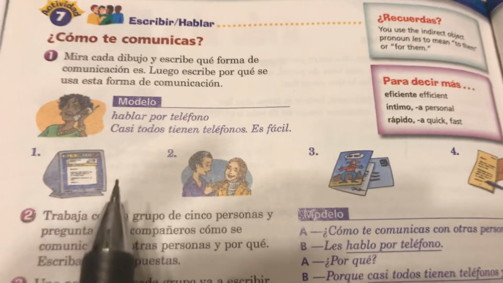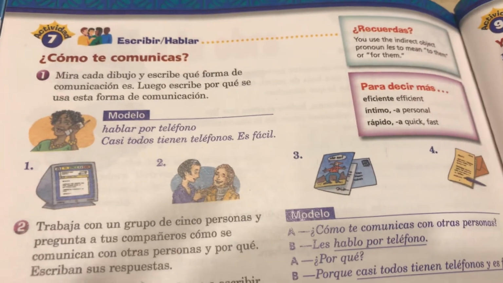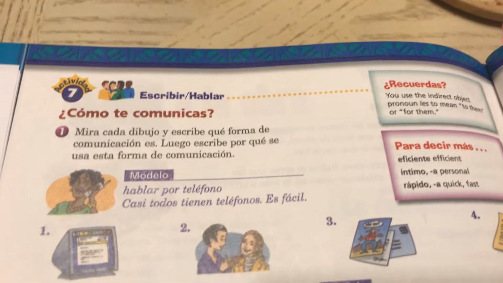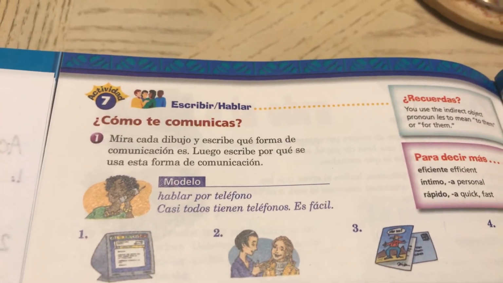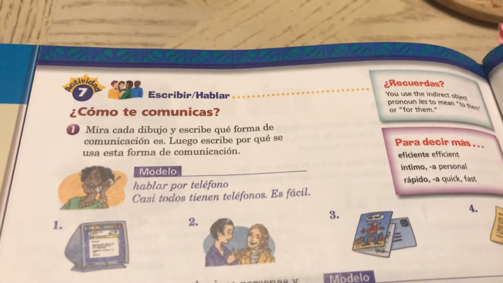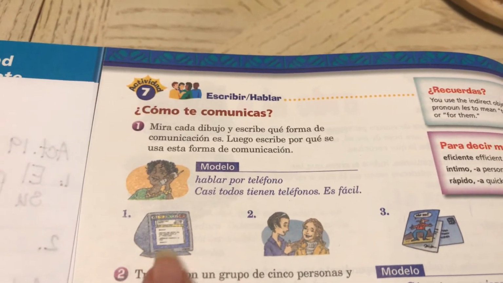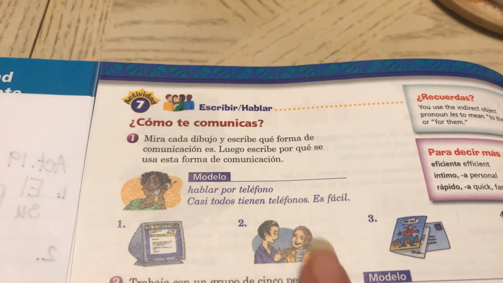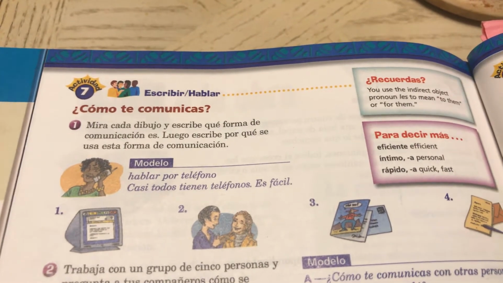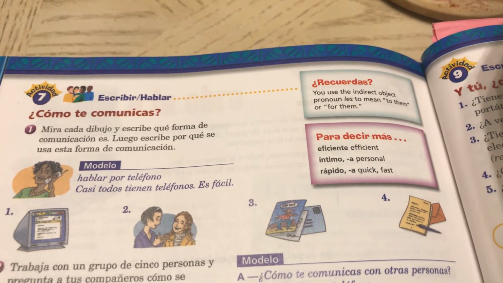Okay, so let's look at these pictures. So what would this be? Just by looking at this one, we already know that this one is cara a cara. So what would number 1 be? It would be escribir por correo electrónico. So this one right here would be escribir por correo electrónico, cara a cara. What would number 3 be? Escribir tarjetas. And then number 4, escribir cartas.